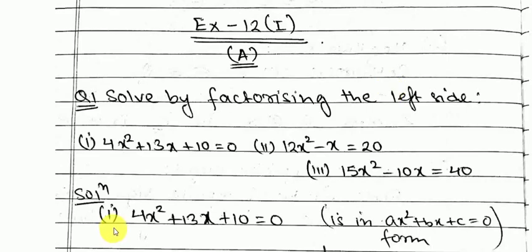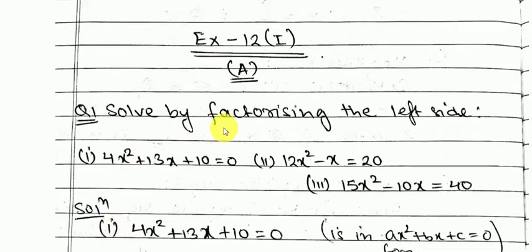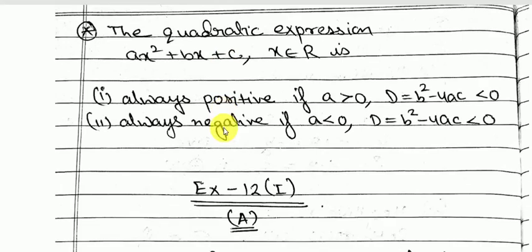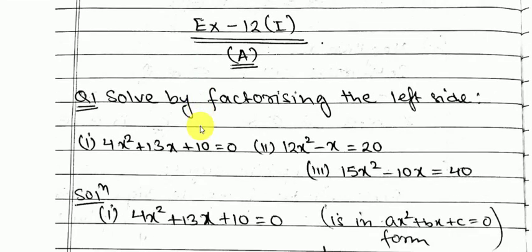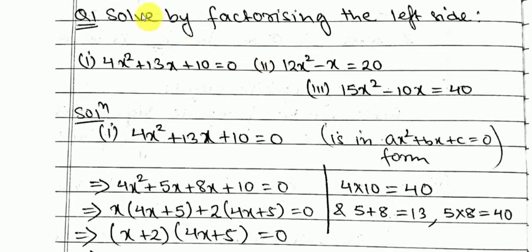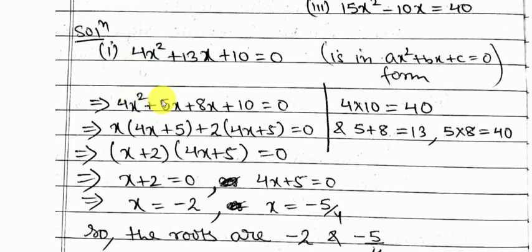Okay, children, in the previous video we went through those formulae and conditions. Now we will start Exercise 12.1A. The first question says solve by factorizing the left side. You will have done this type of question in class 9-10. Here it is very simple; I have done only one: 4x² + 13x + 10.